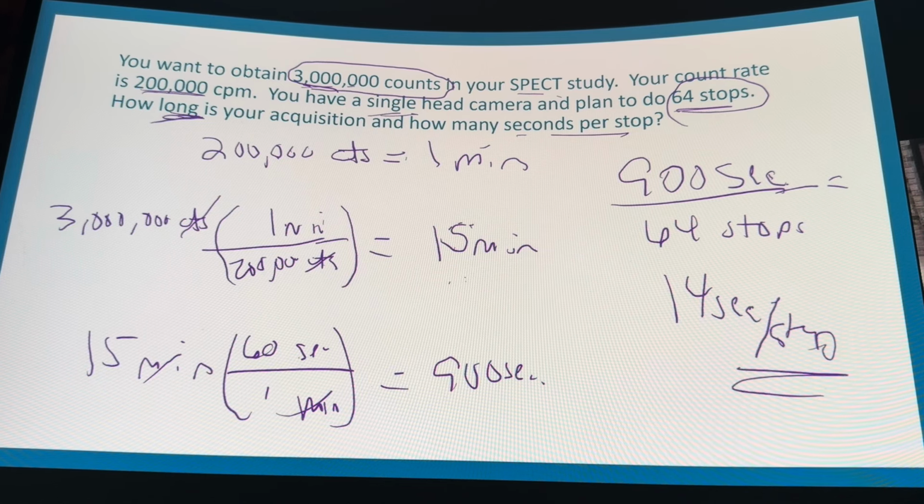Now, if you get this question on your NMTCB exam, you already passed. You just hang it up because that's a hard problem. But you guys got it.